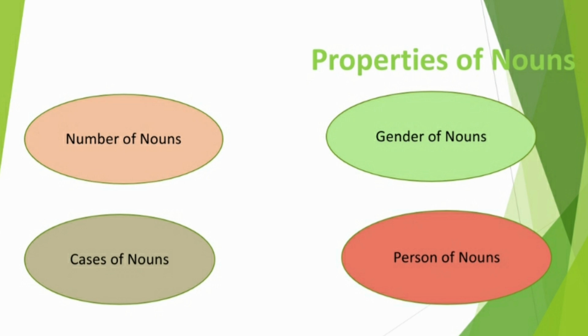Today we will be dealing with the properties of nouns. The properties of nouns contain the number of nouns, the gender of nouns, the cases of nouns, and the person of nouns.